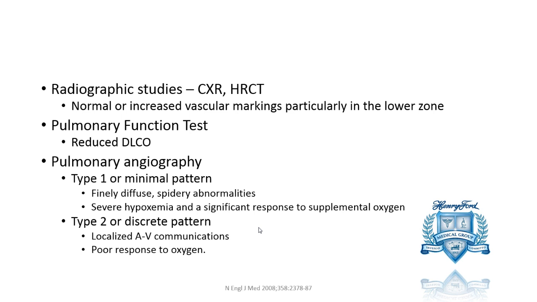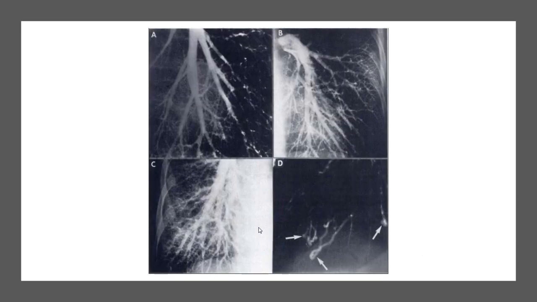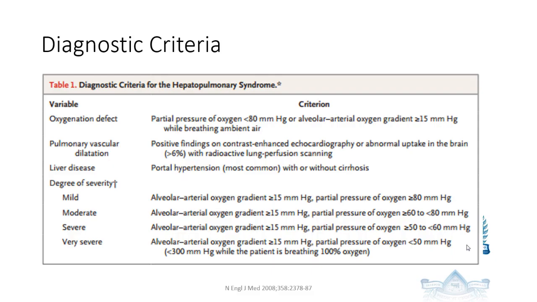So there are two types, type 1 and type 2. Type 1 is where there is a response to oxygen. There are diffuse spidery abnormalities in the peripheries. And type 2 is when you can actually visualize an AV malformation. Images A, B, and C show type 1. And in image A, you can see the medial basal segment of the left lung, where there are those fine spidery abnormalities. And image D is where we have the AVMs.